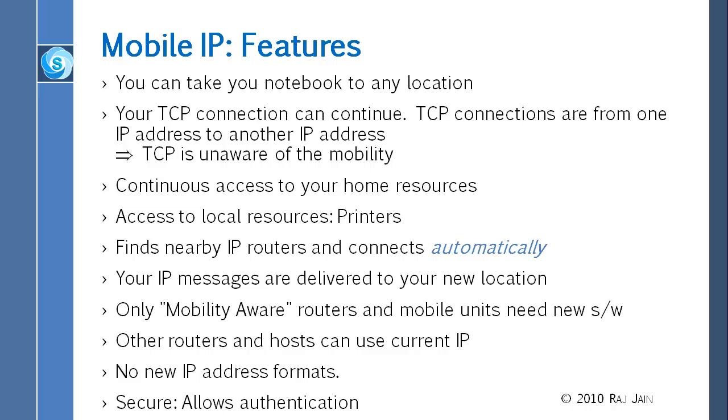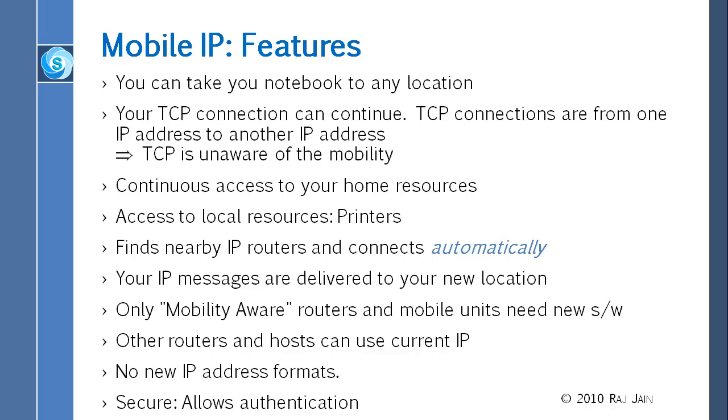Your IP messages are delivered to your new location, and then your mobility aware router and mobile unit need new software. So basically, two things need new software. First, your computer needs new software to understand mobile IP, and the router that is giving you access to this foreign network needs to know about mobile IP. Intermediate routers don't know anything. But you need another router at home that understands mobile IP. So you need three things to know mobile IP: your home network router, your foreign network router, and your computer.